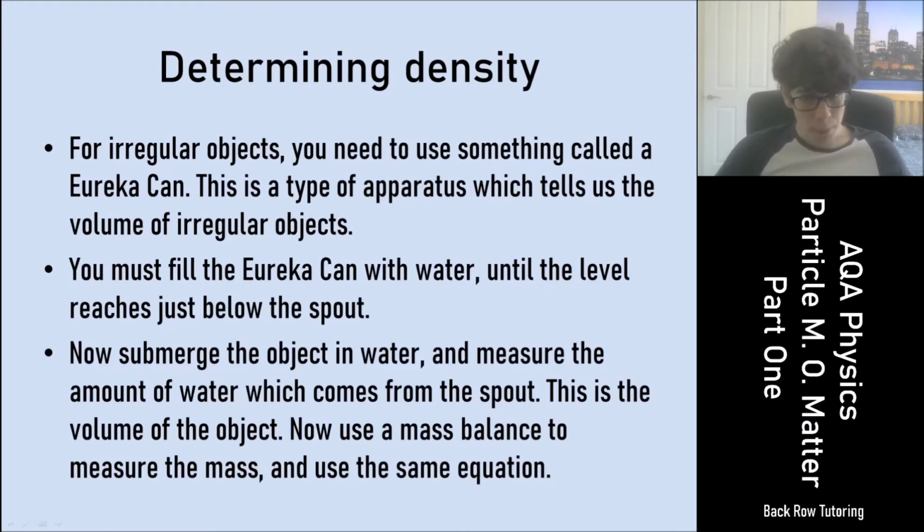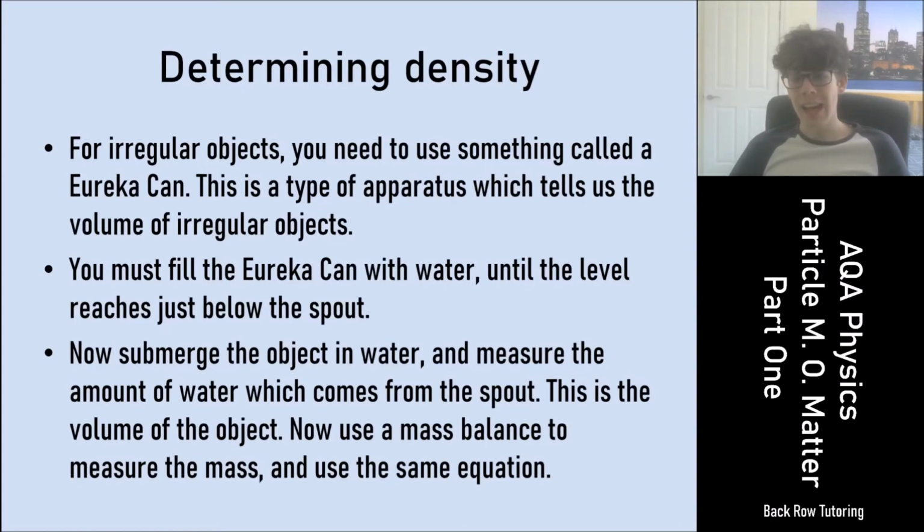For irregular objects, you need to use something called a Eureka can. This is a type of apparatus which tells us the volume of irregular objects. Firstly, you fill the Eureka can with water until the level reaches just below the spout. Now submerge the object into water and measure the amount of water which comes out of the spout. This is the volume of the object. Now use a mass balance to measure the mass and use the same equation.